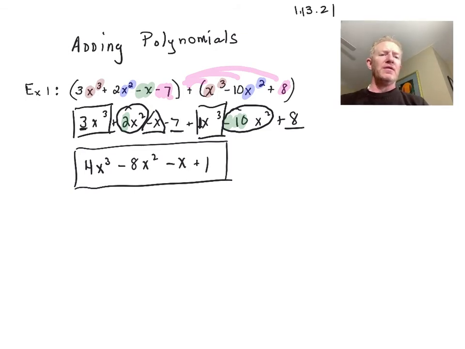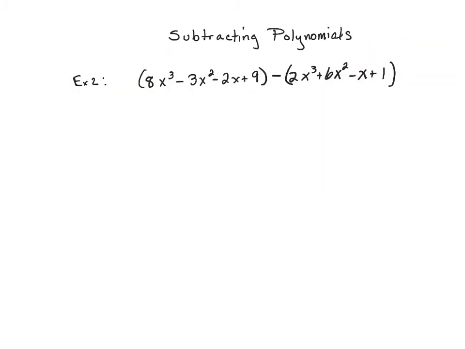I cannot combine terms with addition and subtraction that are not like. Same variable, same exponent. Another one here. Now this one's a little bit different because of subtraction. Okay, it wants us to subtract that whole section, so this is how we rewrite it. We go, well, that's 8x cubed minus 3x squared minus 2x plus 9.